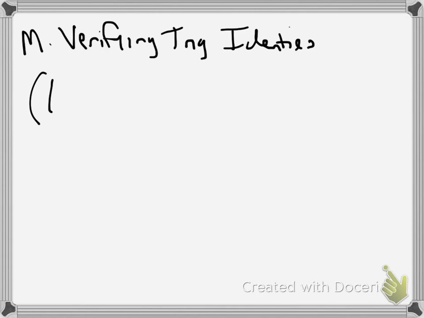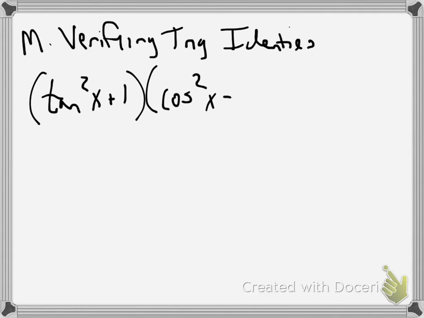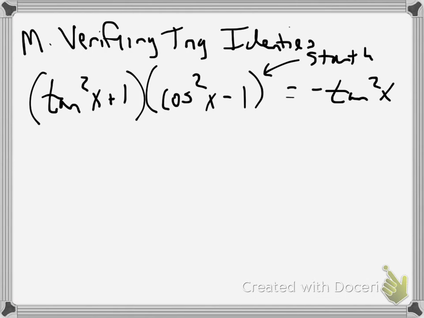So here's an example. I want to verify that tangent squared x plus 1 times cosine squared x minus 1 is just the same thing as negative tangent squared x. Alright, so I think you would all agree that the left-hand side is the more complex, so we're going to start here. I'm seeing some plus ones, some minus ones, and some squareds. I think this is going to be Pythagorean all the way. Alright, so we know that tangent squared x plus 1, using the Pythagorean identities, can be rewritten more simply as secant squared x, so why don't we do that?